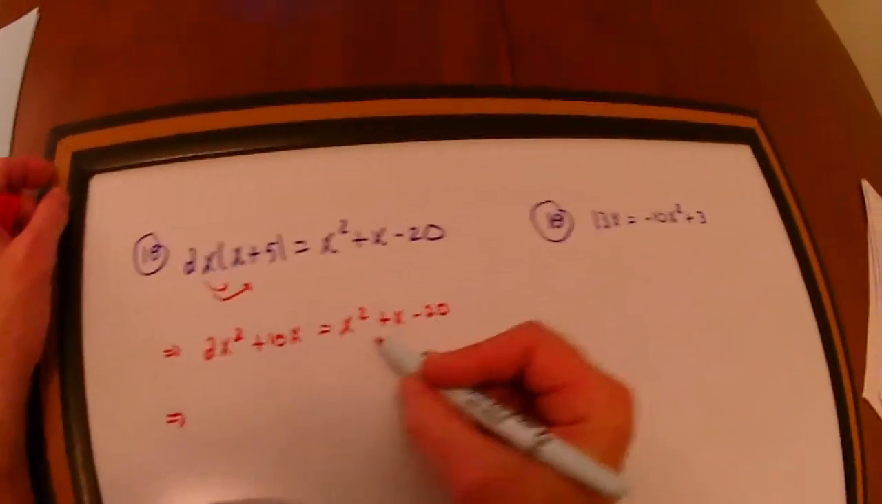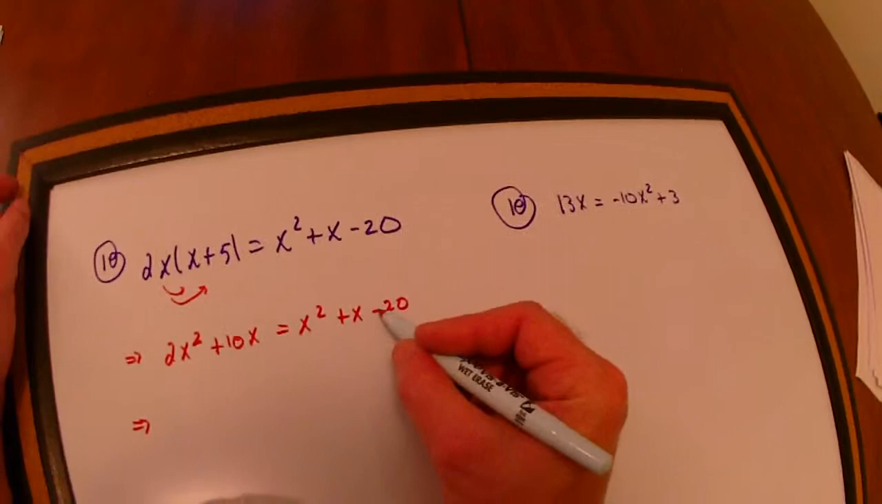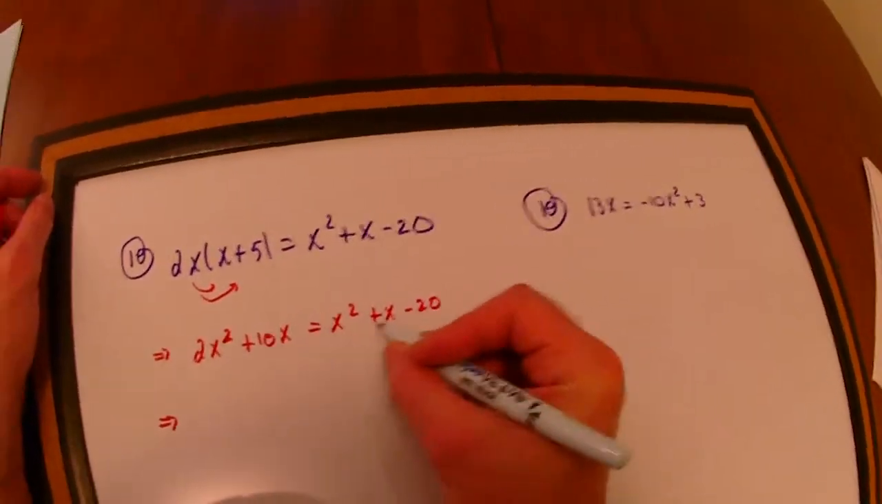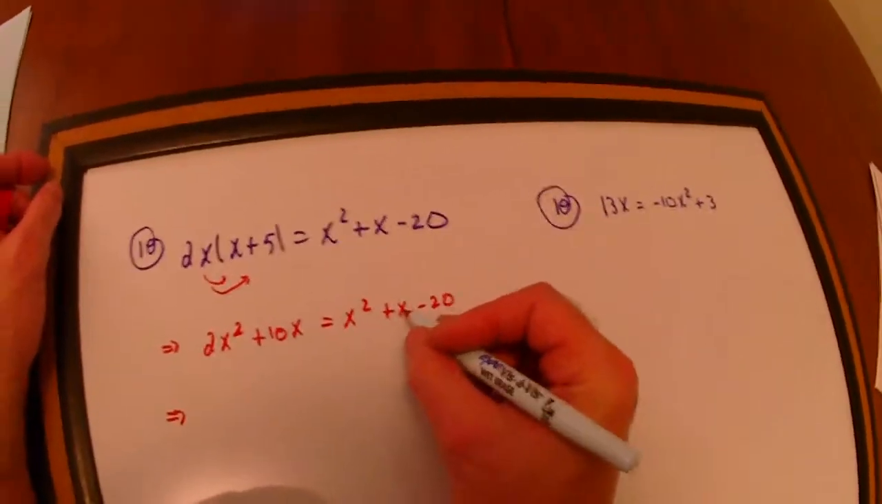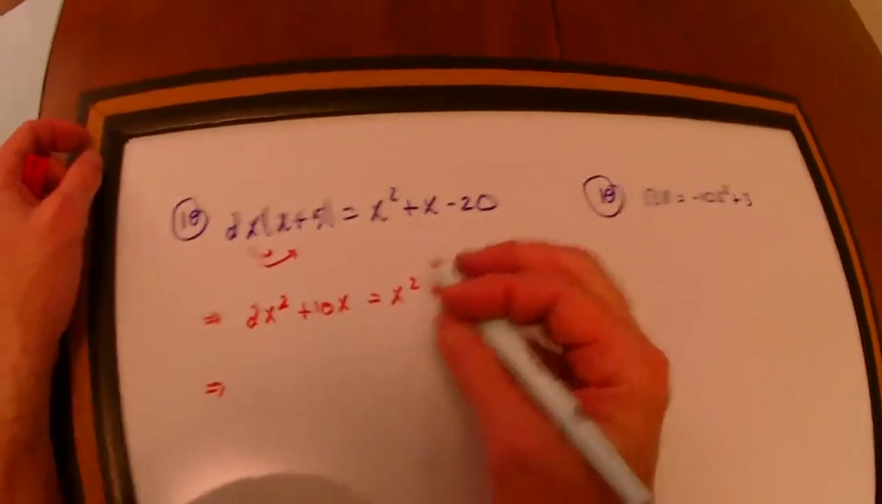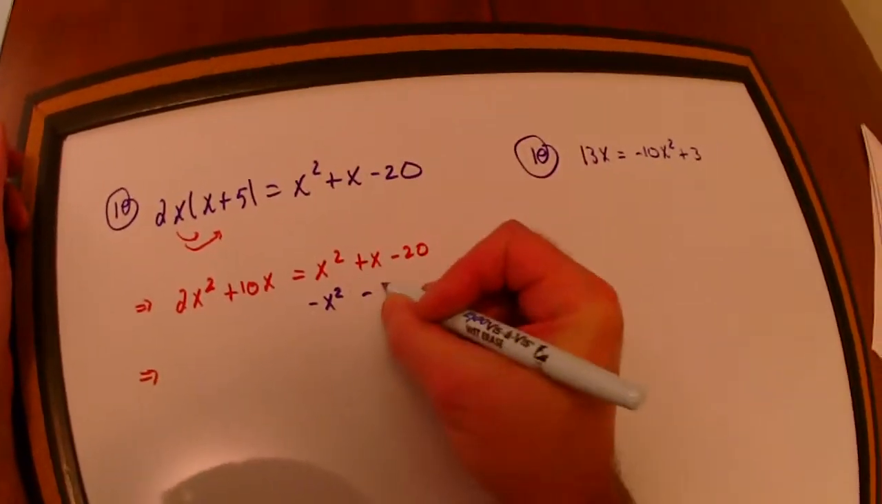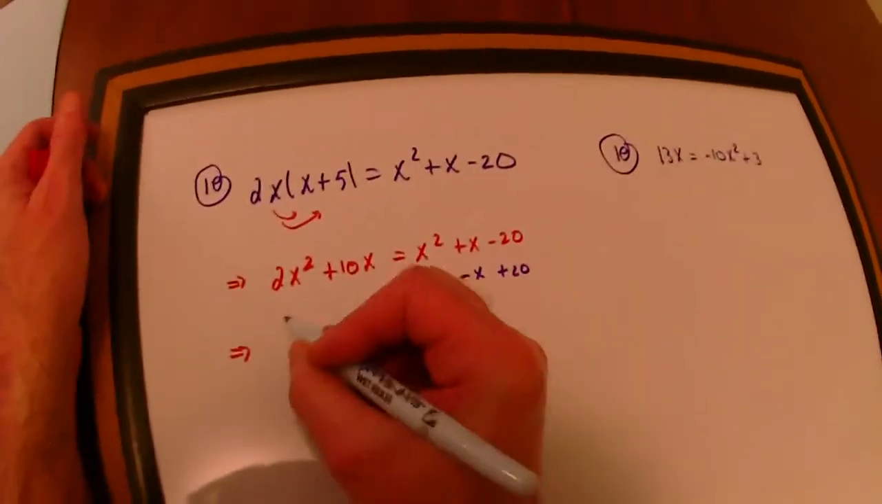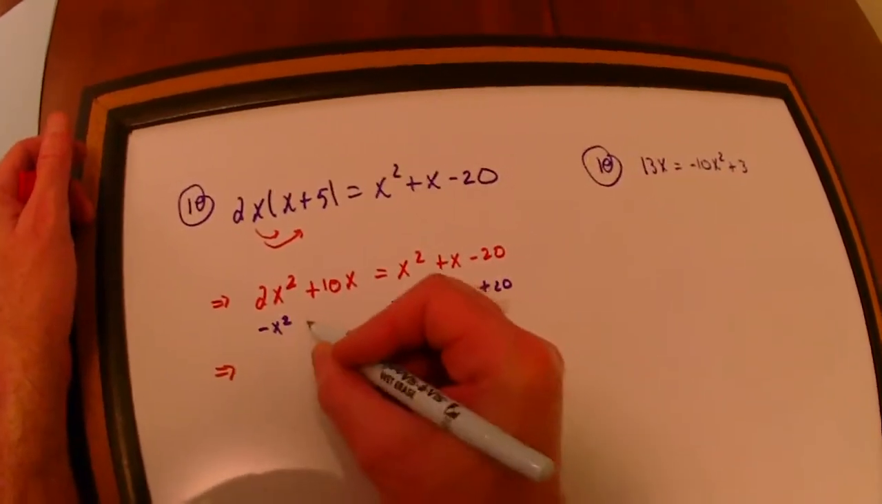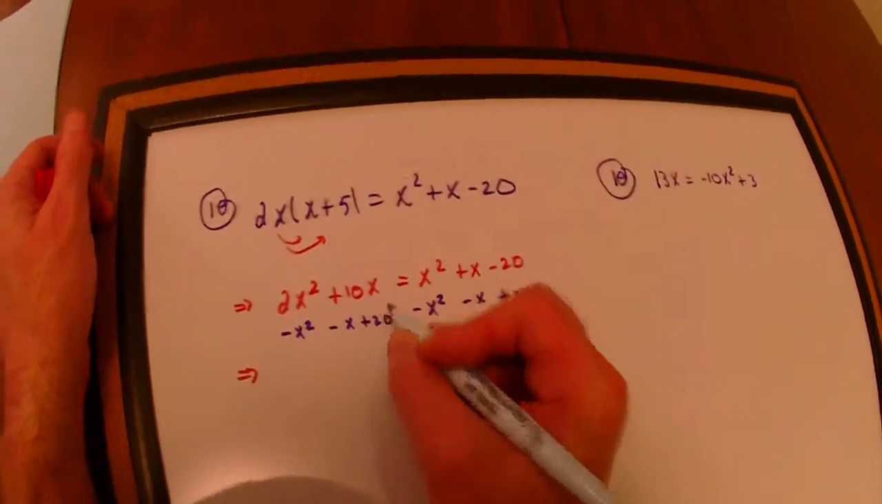Now, what we want to do is have 0 over here on the right. So we want to get rid of all of these things. So we want to subtract x squared, we want to subtract x, and we want to add 20.